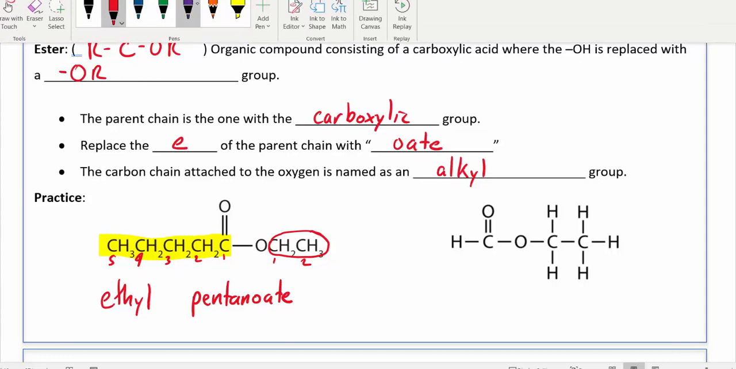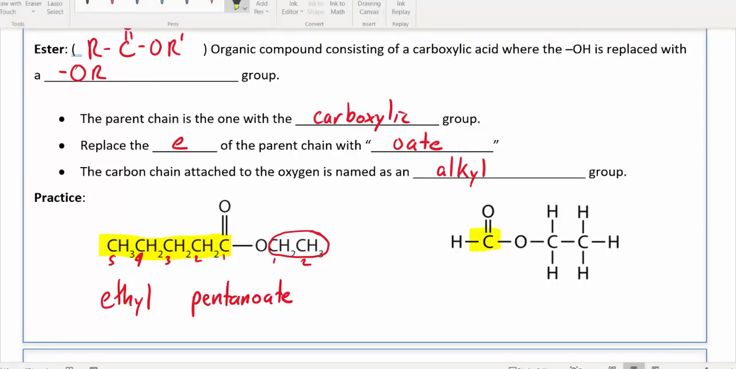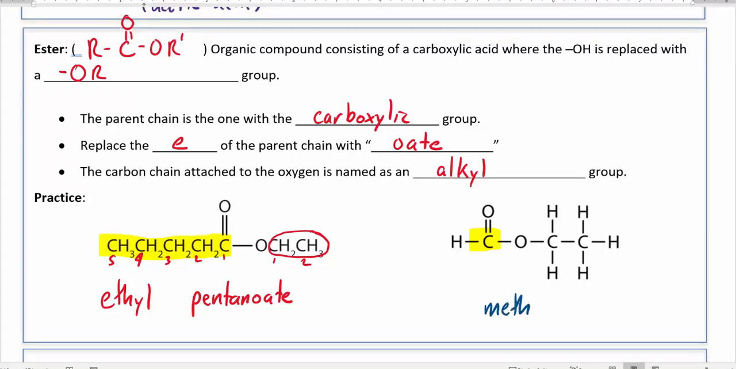Take a look at this second example. Now deciding on the parent chain is maybe not as immediately obvious. There is 2 carbons over here and a single carbon there, but this is the parent chain. It's the parent chain because it is the one that is attached to the carboxyl group. And so this is a methanoate, just a single carbon. Whereas this is my alkyl group and it's a 2-carbon chain, so that it is an ethyl. Ethyl methanoate.